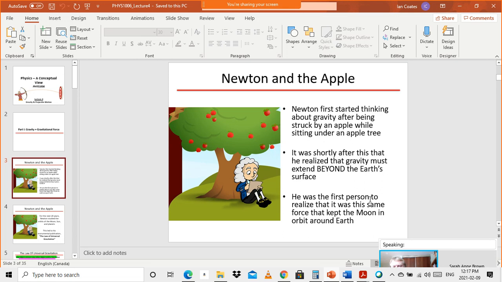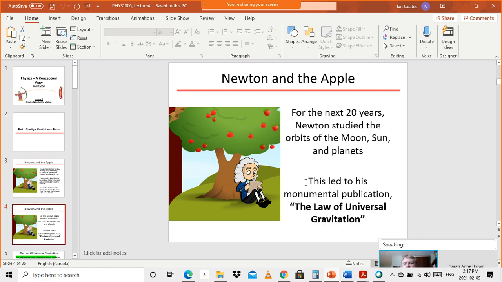He was the first person to realize that it was this force that kept the moon in orbit around the Earth. And for the next 20 years, he studied the sun, moon, and the planets, and eventually this led to a publication that basically changed the entire way we think.